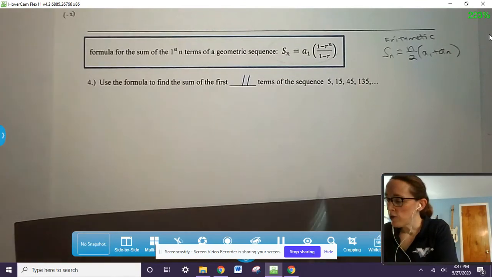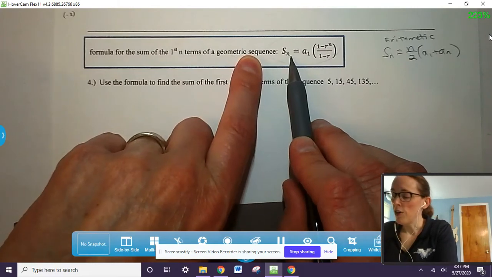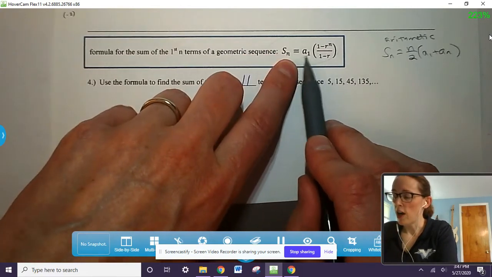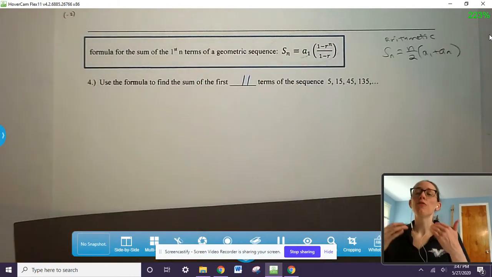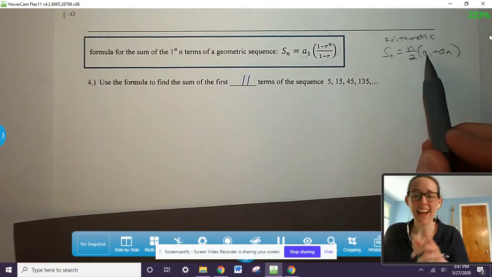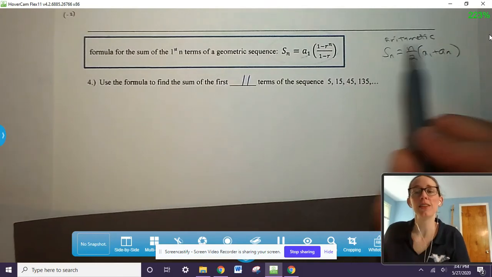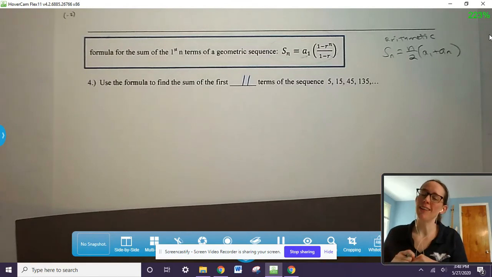For the sum of the first n terms of a geometric series or sequence, all you need is the first term and the common ratio and the number of terms. That's it. For the arithmetic series, you need to know the number of terms, the first term, and the last term. We don't need the last term in this formula. So even though the formula is more complicated, it's going to be a little harder to get it in the calculator. The formula requires less stuff.